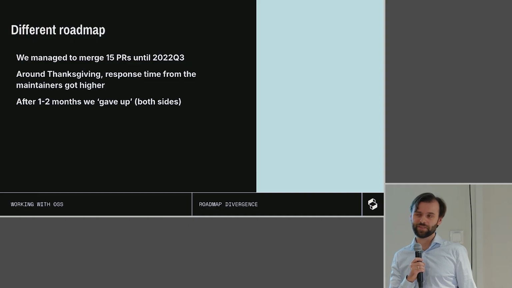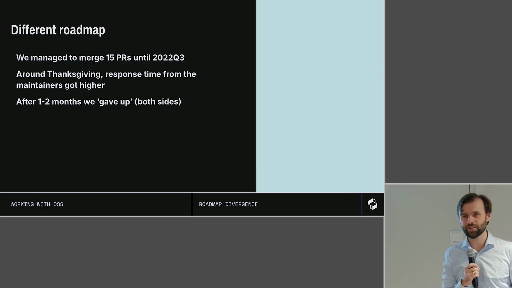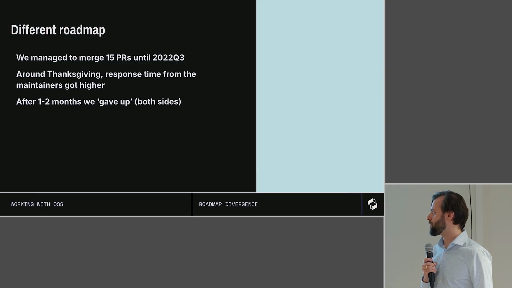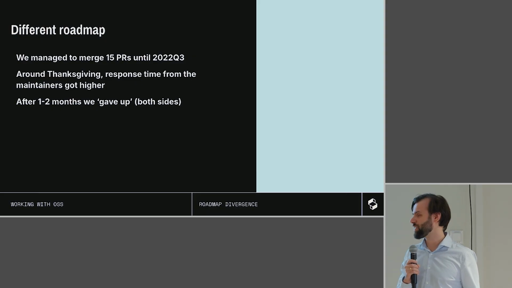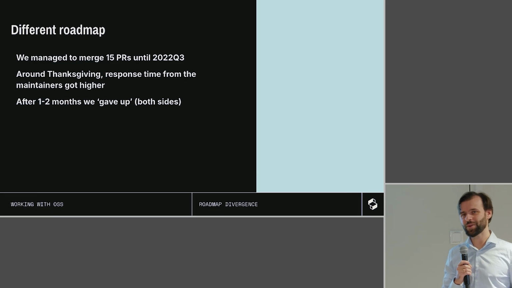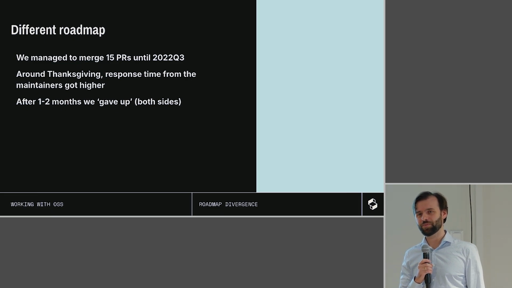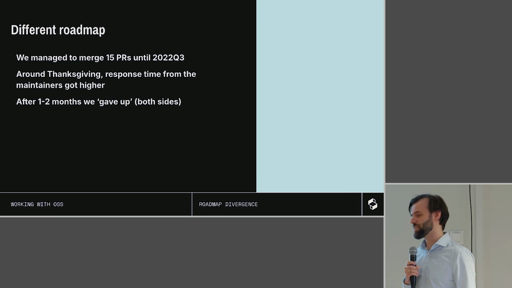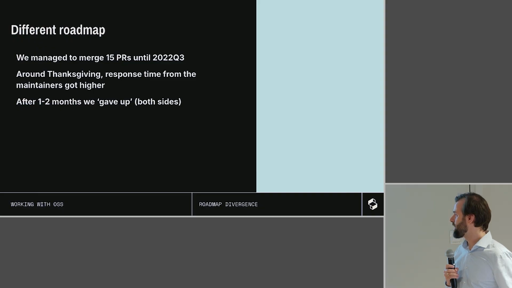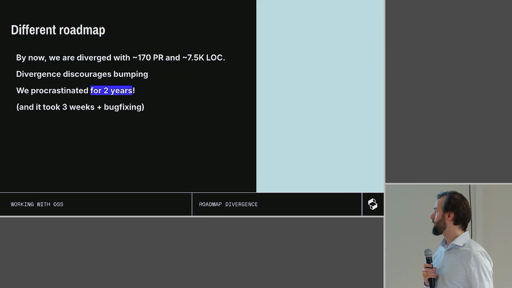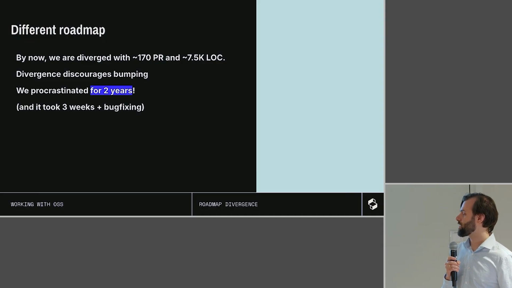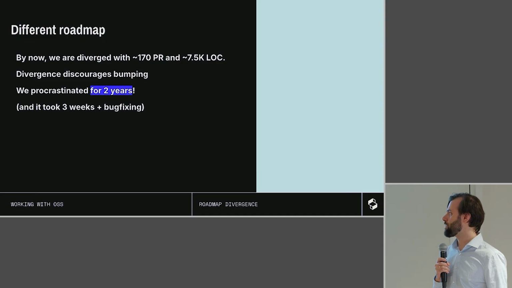communication started to slow down. We thought this might be just the holidays, but after 1 or 2 months, communication kind of stopped. And I think we will see, maybe we made some usual mistakes that contributors do. Maybe it's because we have different visions, Filament and Shaper 3D, but both sides kind of gave up. By now we have almost 200 PRs and more than 7,000 lines of code divergence.